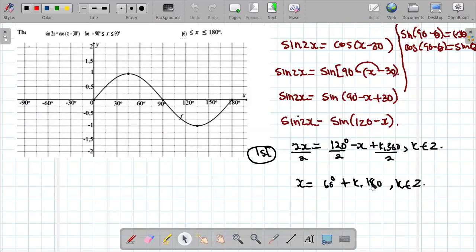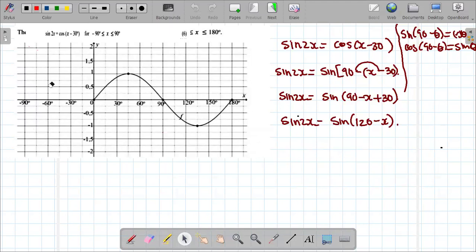Let me do this. Remember 120 minus x is our reference angle. Okay, so I'm going to say, remember sine, so I'm going to have 2x equals the reference angle 120 degrees minus x plus k 360, where k is an element of integers.